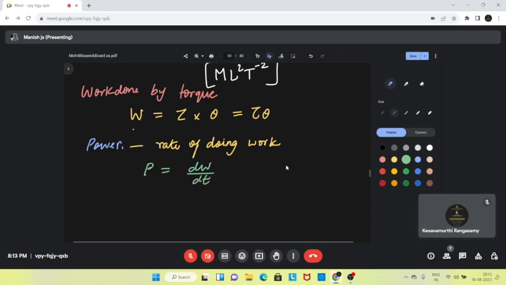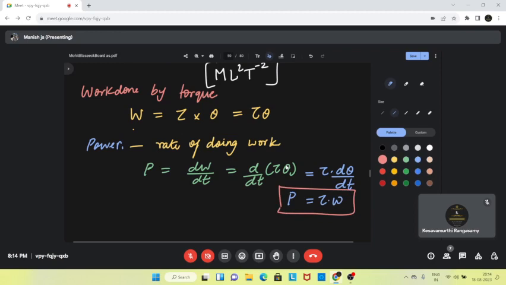Okay. So again, I go and substitute for work done. Work done is tau into theta, right? So d by dt of, in the place of W, I'm putting tau into theta. Here I can take torque outside because torque is typically constant. So tau into, what is d theta by dt? Omega, sir. Yes, that is angular velocity omega. So we can write power as the product of torque into angular velocity omega. This is a relation which we have now derived.